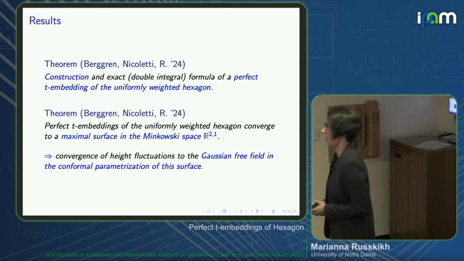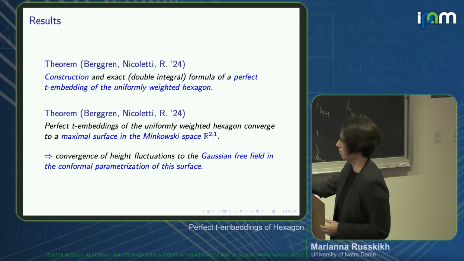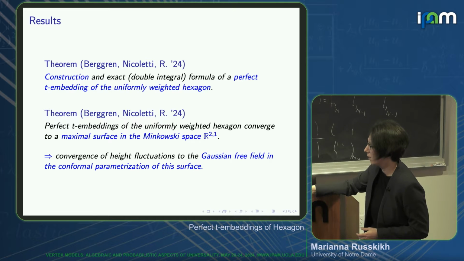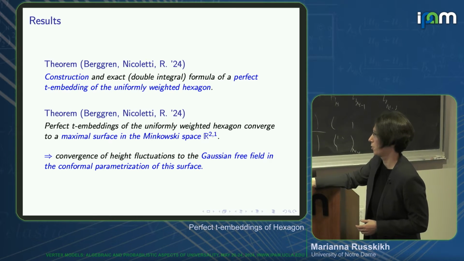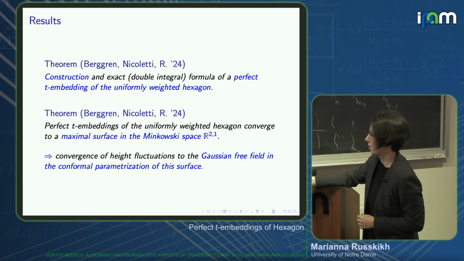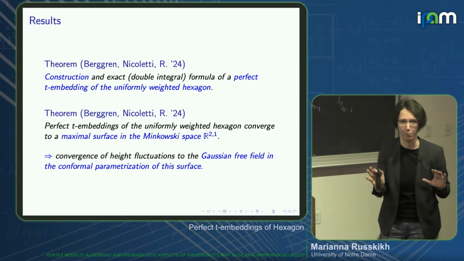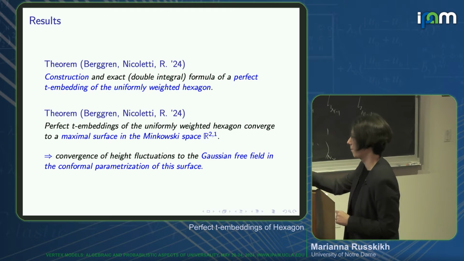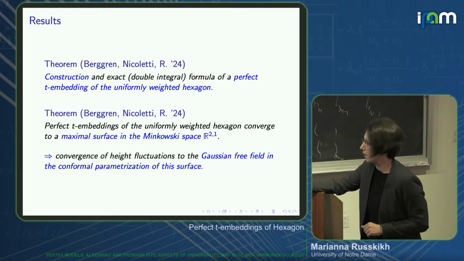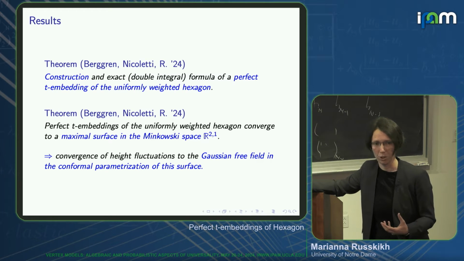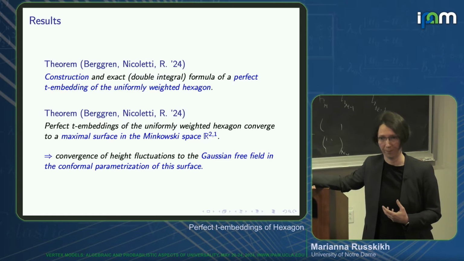What is new? I'm going to tell you how to construct the perfect t-embedding for the uniformly weighted Aztec diamond. And another result is that perfect t-embeddings converge to the maximal surfaces in the Minkowski space R^{2,1}. Don't worry, I will explain what a perfect t-embedding is in a few minutes. Right now, I'm just mentioning the main results. And as a consequence of this result, we get a different proof of the convergence to the Gaussian free field. But what is more important is that we get a new description of the conformal structure in which those fluctuations converge to the GFF.